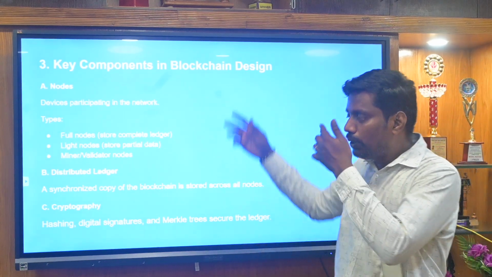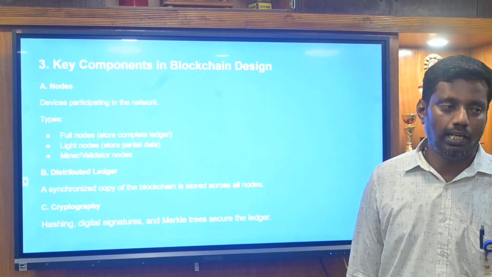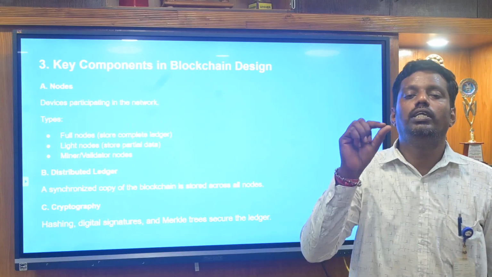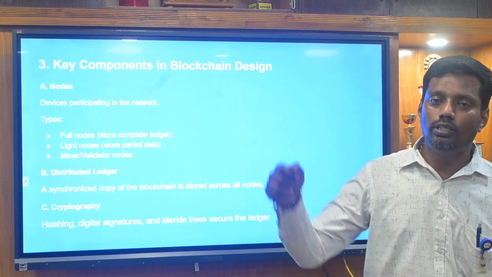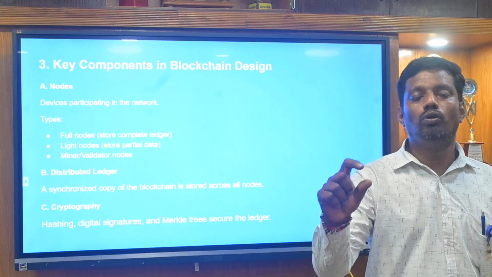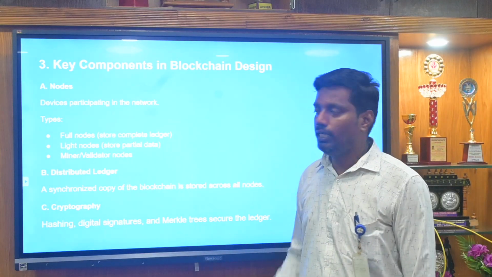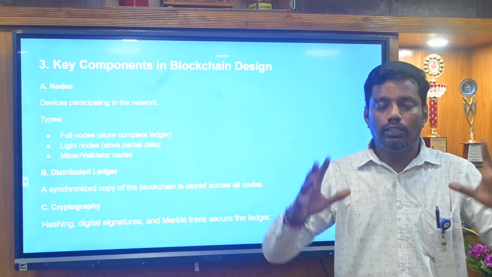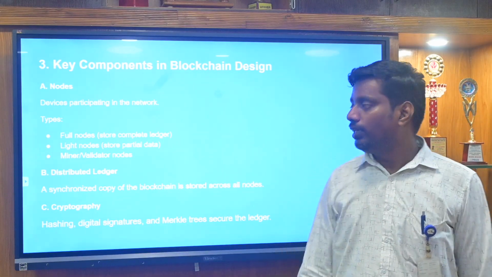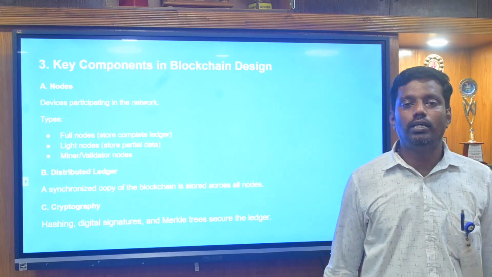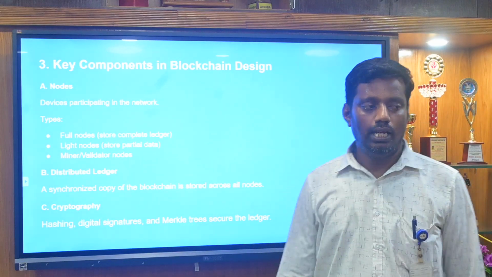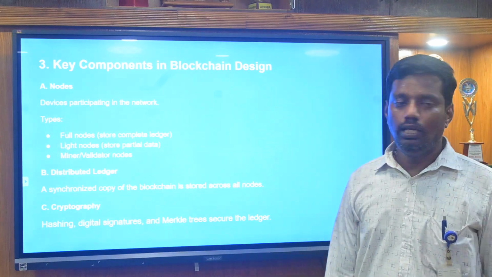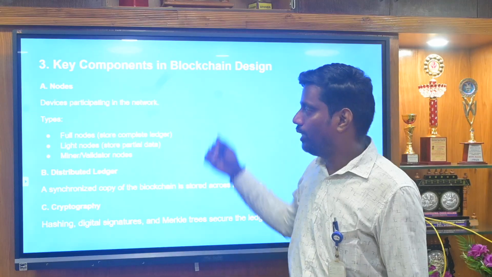Next are the key components of blockchain design. One is the nodes, the devices participating in the network. Any device that takes part in the chain, we call a node. What are the types of nodes we can have? One is the full node, which stores the complete ledger of the data. The light node stores only partial data. And the third one is the miner, as well as the validator node, which holds very little data. So these are the types of nodes in the network.